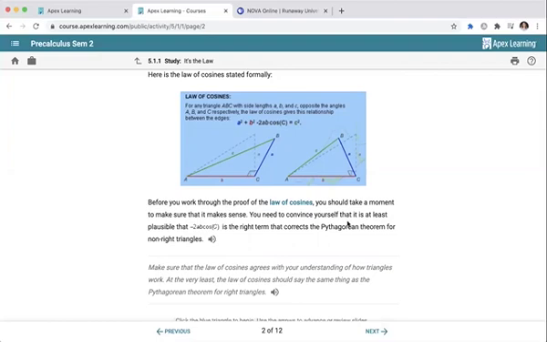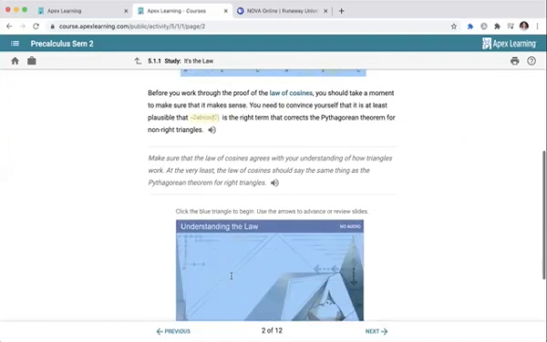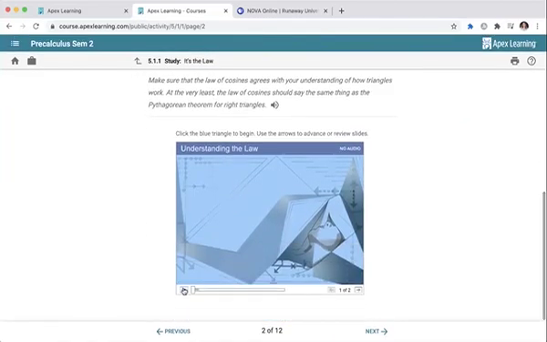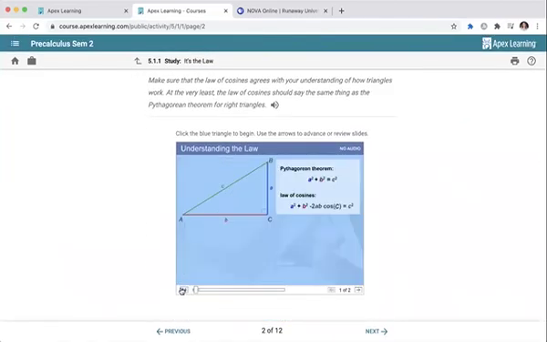So we need to take a second here to make sure that this minus 2ab cosine C term even makes sense. So let's take a look: why does this make sense? What does that term actually stand for?